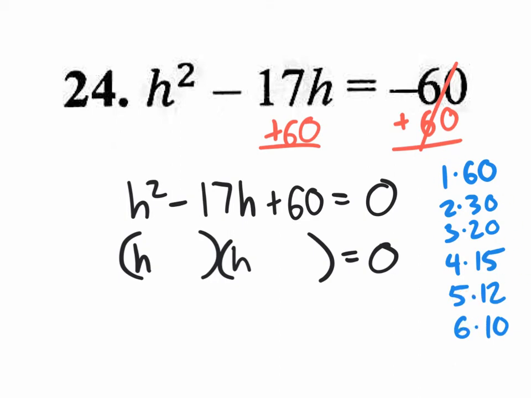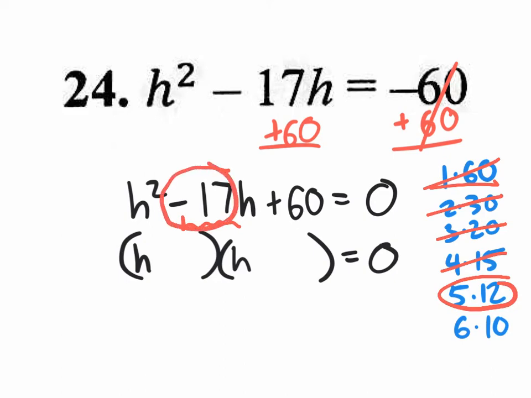Those are all the possibilities of getting two numbers multiplied together to get 60, but we're looking for the pair of numbers that combines together to give us negative 17. So if I start adding 1 plus 60, that's 61. So that's not going to cut it. 2 plus 30 is 32. That's not going to cut it. We want negative 17. So 3 plus 20, that's 23. That's not going to work. 4 plus 15, that's 19. That's not going to work. 5 plus 12 is 17. But the thing is, we want a negative 17, not a positive 17.